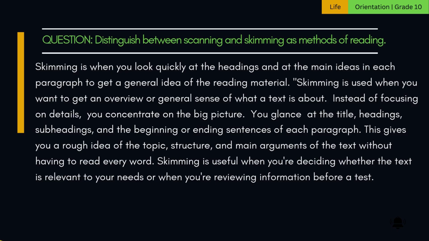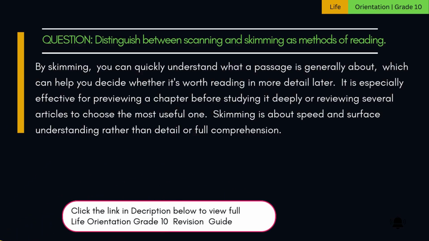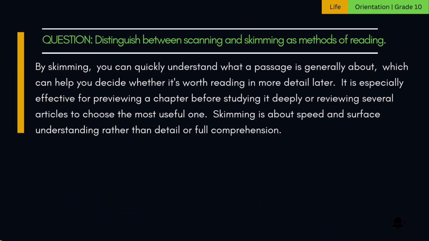This gives you a rough idea of the topic, structure, and main arguments of the text without having to read every word. Skimming is useful when you're deciding whether the text is relevant to your needs or when you're reviewing information before a test. By skimming, you can quickly understand what a passage is generally about, which can help you decide whether it's worth reading in more detail later. It is especially effective for previewing a chapter before studying it deeply or reviewing several articles to choose the most useful one. Skimming is about speed and surface understanding rather than detail or full comprehension.